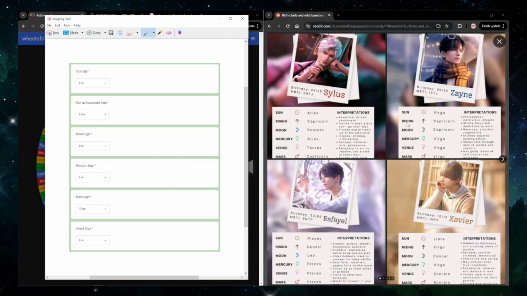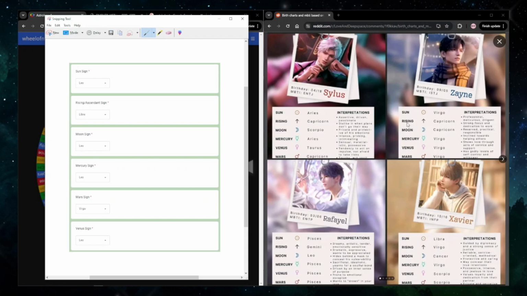Mars sign in Virgo for you, and Venus in Scorpio for Xavier. So he is looking for that emotional connection with somebody else, which is a little bit more difficult for a Virgo Mars sign to do, because, well, Virgos aren't really known for their emotional capabilities. They're more of a logical individual, so I don't really see that working quite well.